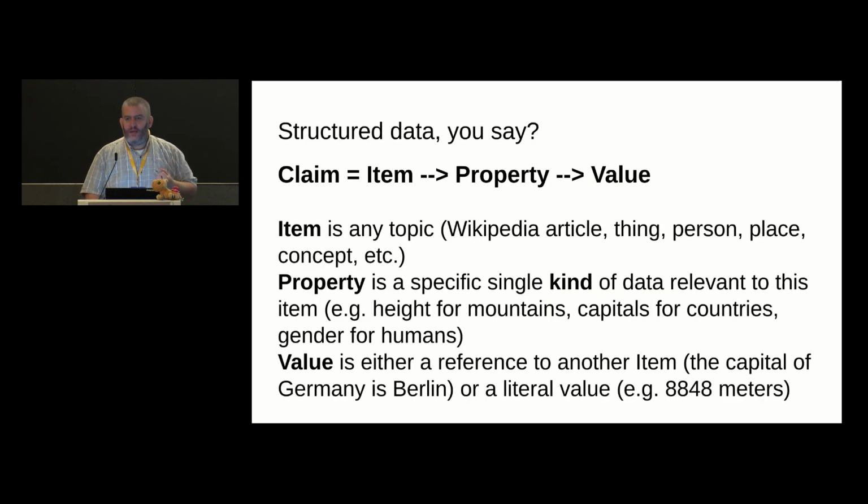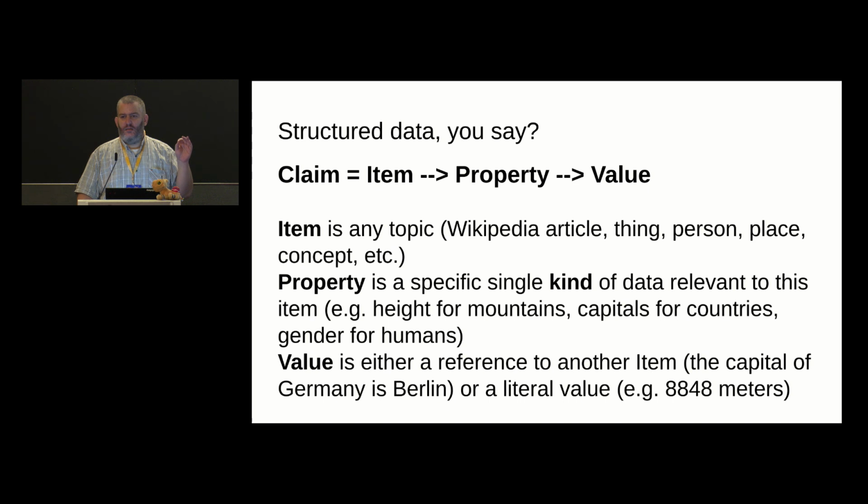So let's zoom in a bit and understand what structured data means. Structured data is based on modern structured data. There have been some other older ideas. Modern structured data is based on triples, on combinations of 3 elements. And these triples in Wikidata are called claims. And a claim attempts to express one single fact.